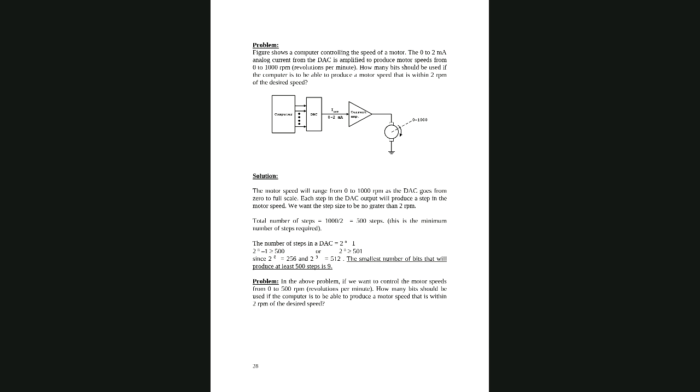So now we have this computer, and we have this analog device, which is the motor. The computer is controlling the motor, but the computer is a digital device and the motor is an analog device, so we need a converter in the middle. The speed of the motor is a physical variable, so we need another analog device, the current amplifier, in the middle. The digital input is going from the computer to the digital to analog converter.